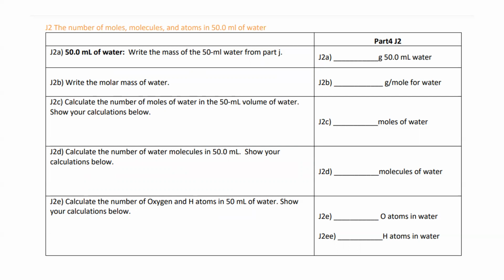Once you have the moles of water, you'll be able to calculate the number of water molecules using Avogadro's number. And once you have the number of water molecules, you can convert to the number of oxygen atoms and the number of hydrogen atoms, respectively. Remember that water is H2O, so there is 1 oxygen atom in 1 water molecule, but 2 hydrogen atoms in 1 water molecule.